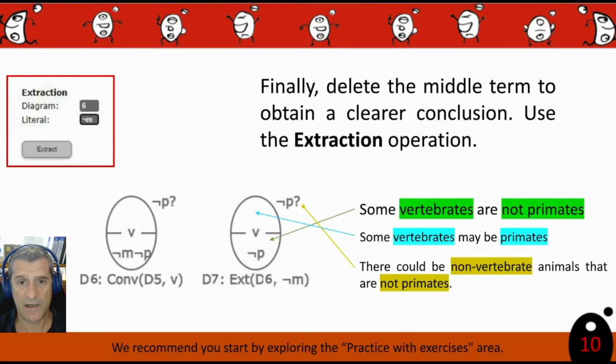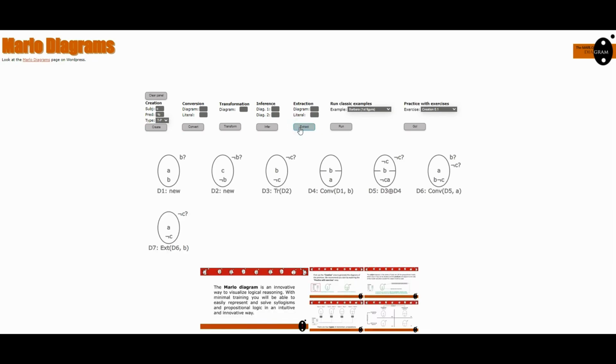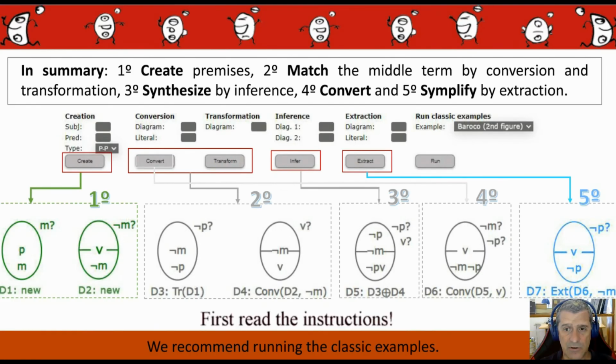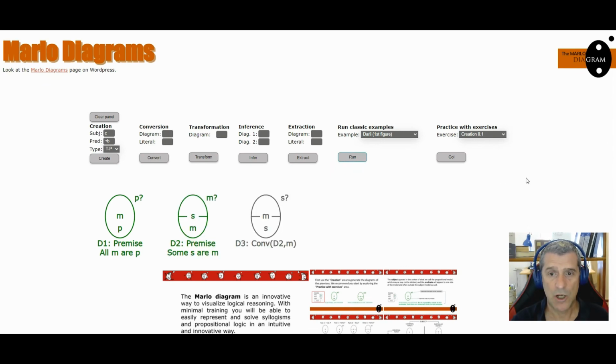And finally, if we eliminate the middle term from the representation, we can clearly see the total and partial relations that are established between the rest of the variables in play. We recommend reading the instructions, practicing the exercises, and running classic examples to open your mind to a new perspective on reasoning.